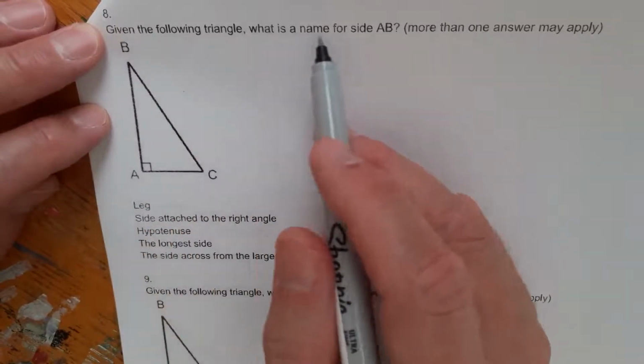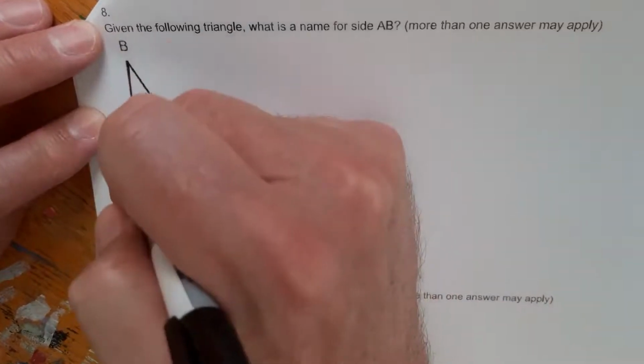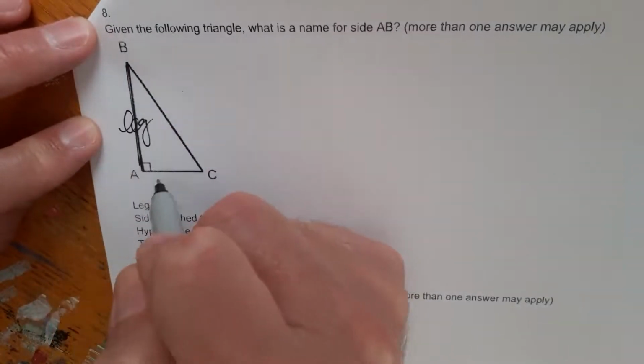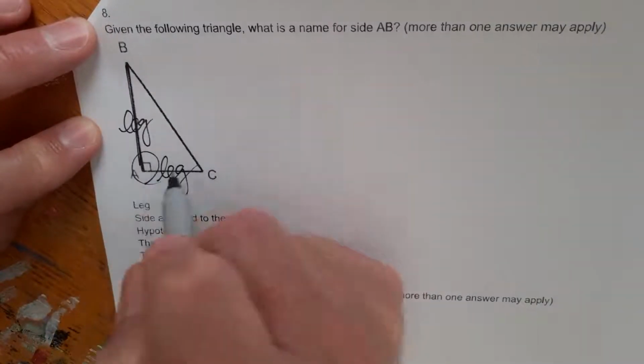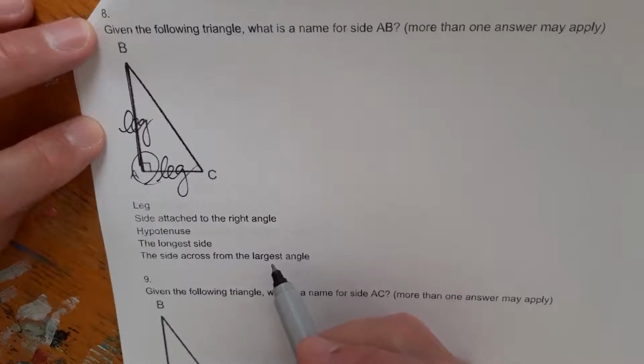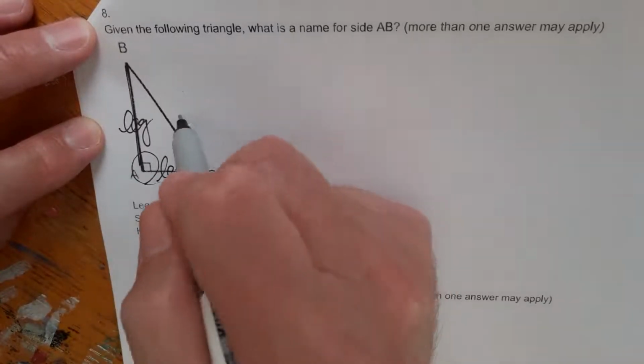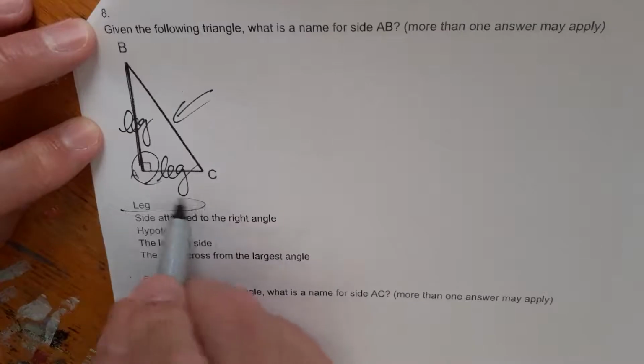Given the following triangle, what is the name for side AB? Oh, this is a leg. How do I know it's a leg? Because it's attached to the 90. A triangle has two legs like a human, and both legs are attached to the 90. The one that's not is called the hypotenuse. This is a leg.